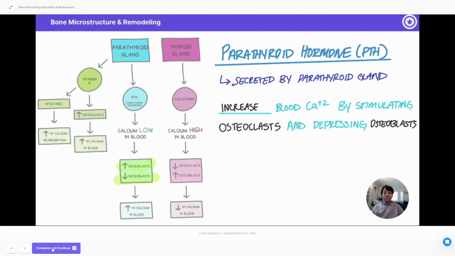And the reason why we have to both increase osteoclast activity and depress osteoblast activity is because we want to get the net increase of calcium in the blood. And if we still have the osteoblasts working at 100% capacity, they're just going to build that calcium right back into the bone. So we need to make sure that, relatively speaking, we have higher levels of osteoclast activity so that we can really benefit from that calcium release and restore homeostasis.